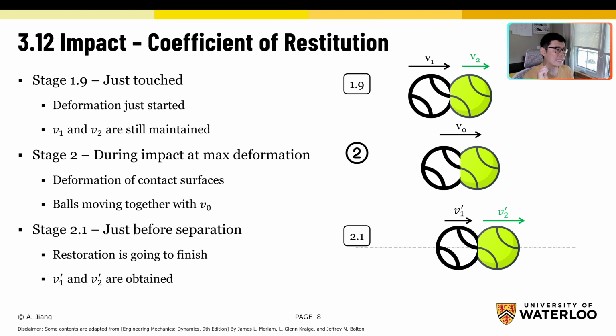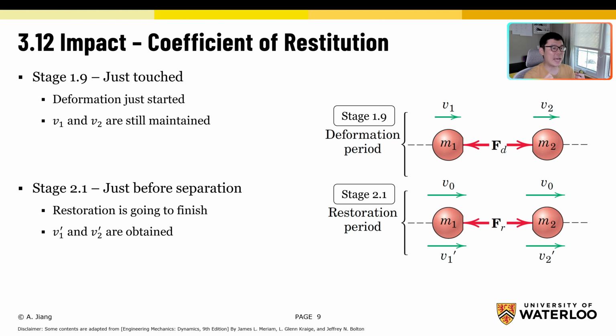So why do we need stage 1.9 and stage 2.1? Because we can add the force component here. At stage 1.9, they are starting to deform. So there is a deformation force. We can call it FD, deformation.